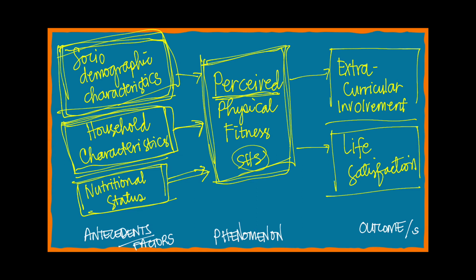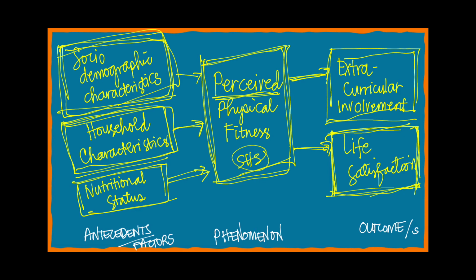And then the outcomes could be, for example, in the context of school, perceived physical fitness can improve extracurricular involvement. So that could be something that you can measure as an outcome of perceived physical fitness. And also, another could be life satisfaction. And you've seen this in the sample research that I prescribed to you before, that sports expectations and sports engagement are predictors or antecedents of life satisfaction.